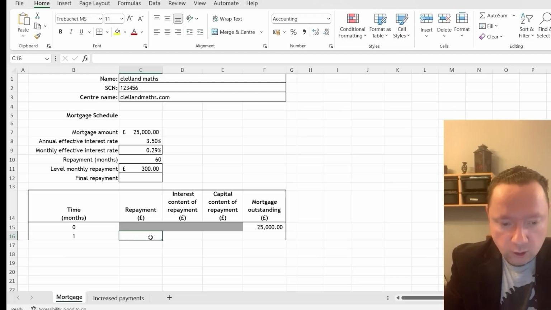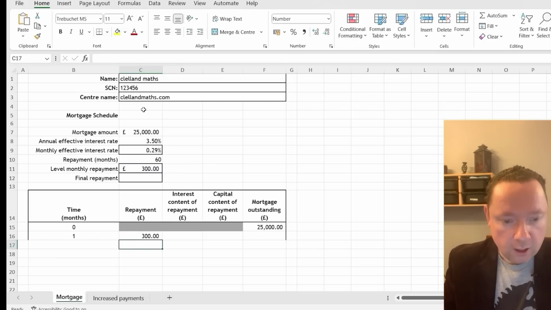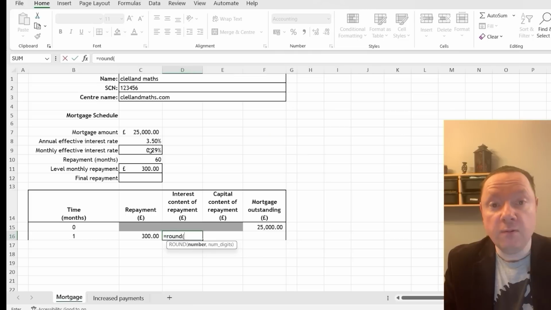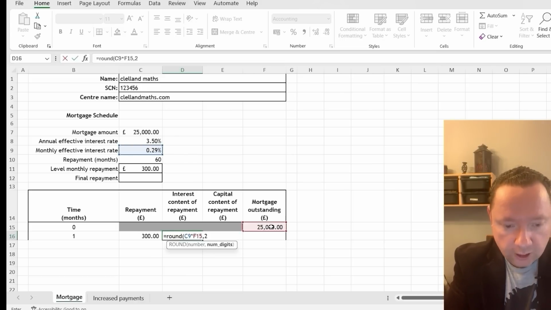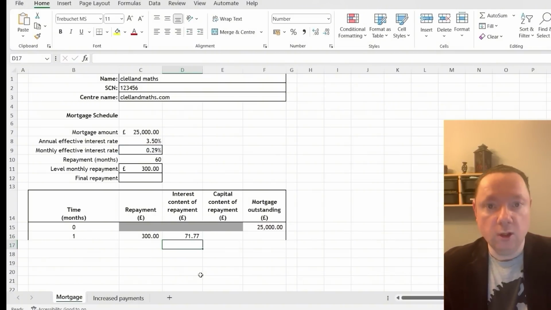So that equals this one, but that's outside the table, so you need dollars. Interest content of repayment equals round, because we're going to do it to 2 decimal places, and it's monthly effective rate times the mortgage outstanding, 2 decimal places, but we want dollars on anything outside the box. So $C$9, that's looking good.